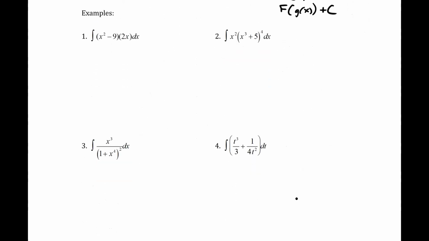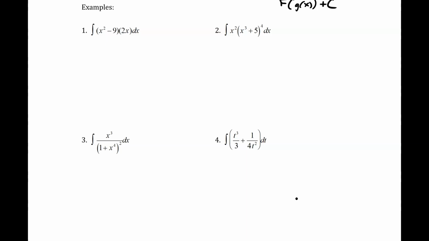In example 1, we actually don't have a composite function in the integrand. I mean, in this problem, I would most likely just distribute the 2x through and do the integral this way. I would say, let's see, what would that be? 2x cubed minus 18x dx. So I probably would not do a u substitution.